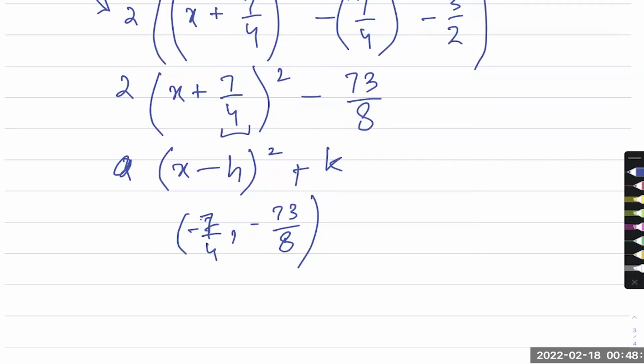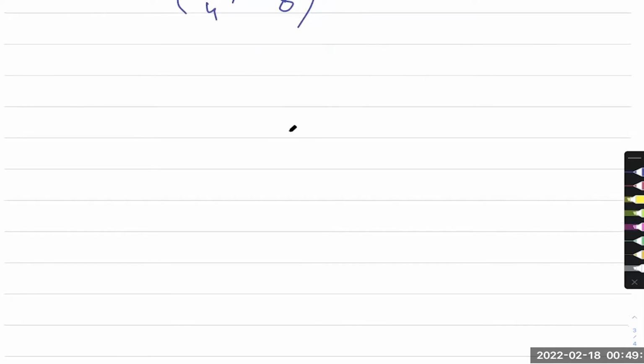Now, a common mistake that students make is that they just take this number from here, but that's not the case. Remember, this is negative and that is positive. So you have to take the negative of this. If this is plus 7/4, your vertex is minus 7/4. If this is minus 7/4, your vertex is plus 7/4. That's a very common mistake. Okay, so that's the vertex.